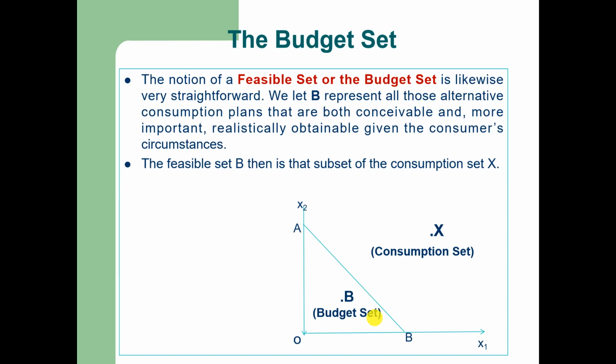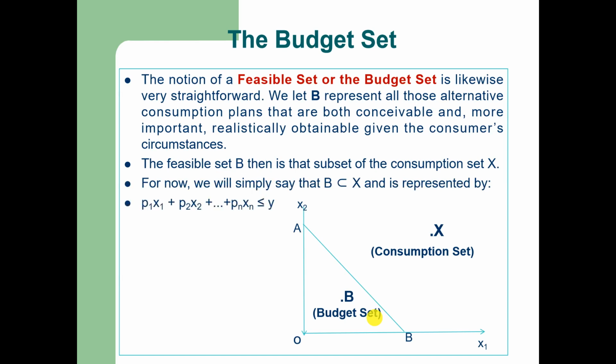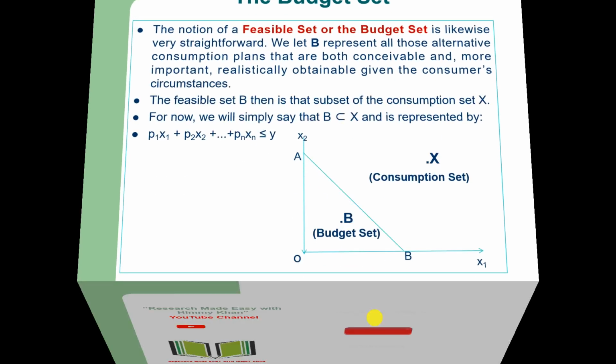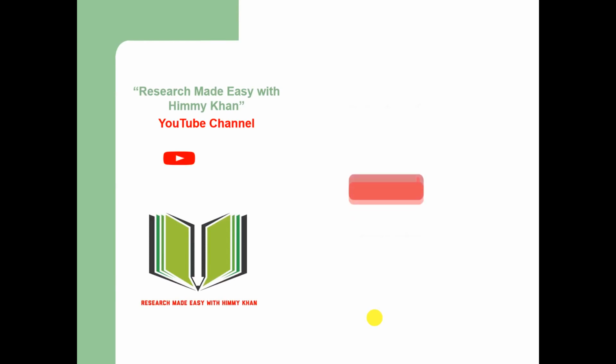So this is the subset of the consumption set. This is the case of two goods. If we assume that there are n goods, then in that case we can write the budget set as P1 x1 plus P2 x2 up to Pn xn, and that is less than or equal to y, where y is the consumer budget. So this is a brief discussion about the consumption set and the feasible set.